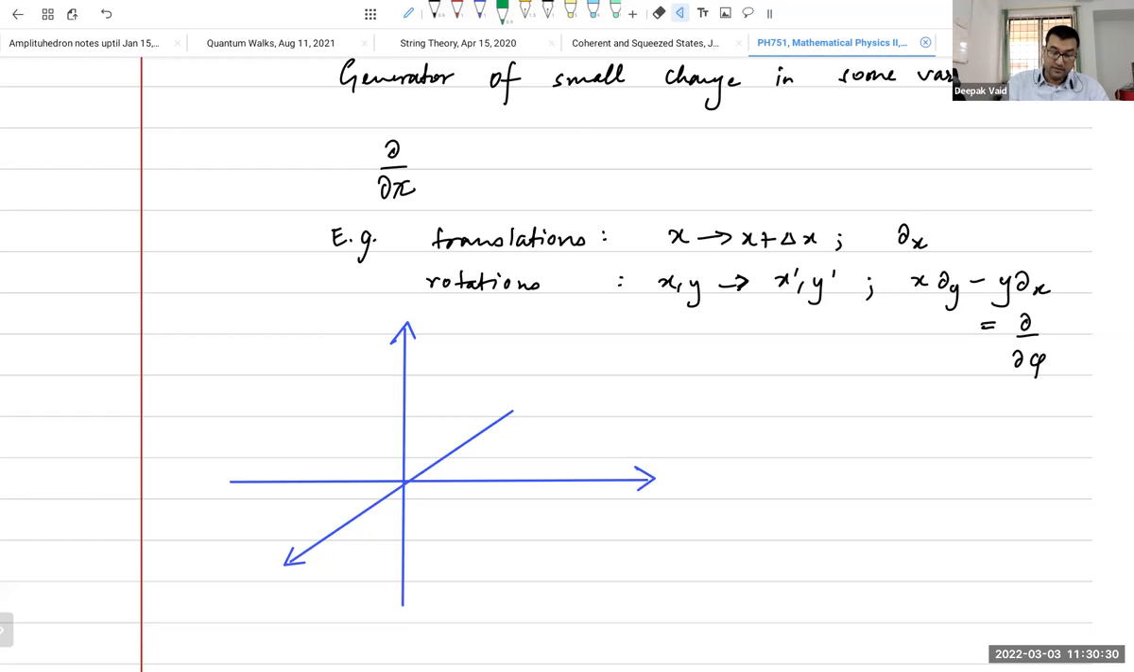So this is equal to d by d phi, right? So the generator of rotations also has exactly the form that we expect it to have. It looks a little complicated because we are looking at it in the wrong coordinate system. We are looking at it in this Cartesian coordinate system, but what is actually changing are not the x and y coordinates. If you want to think of one coordinate that's changing, it's the angle, right?